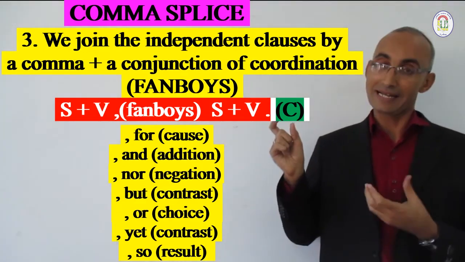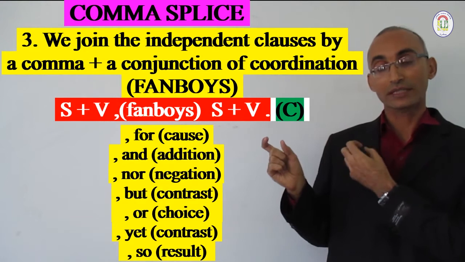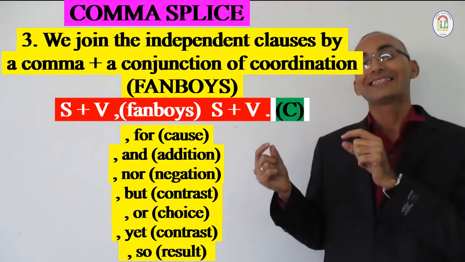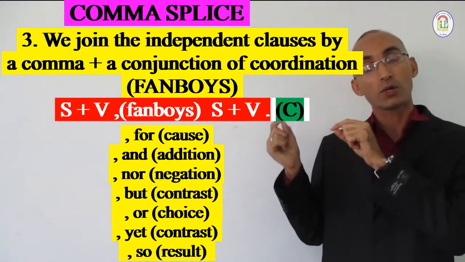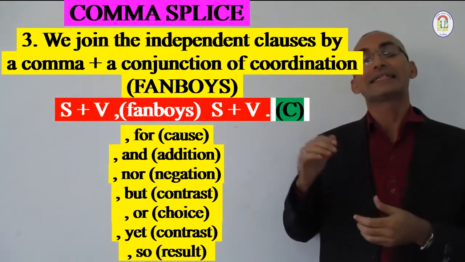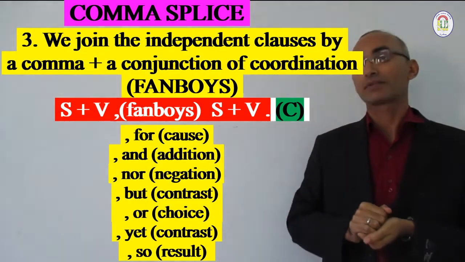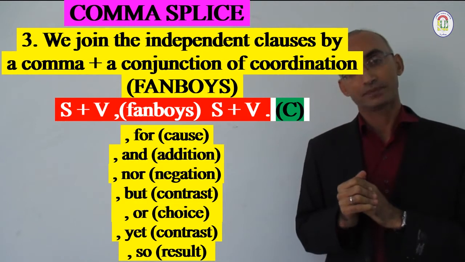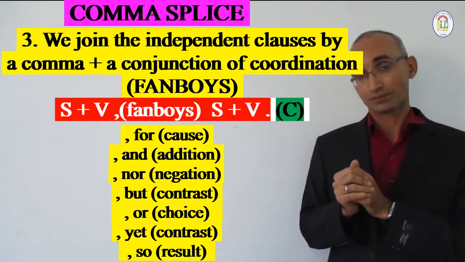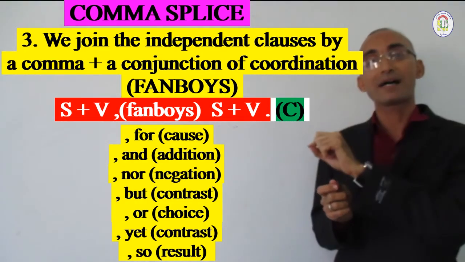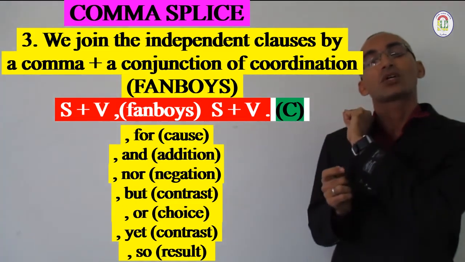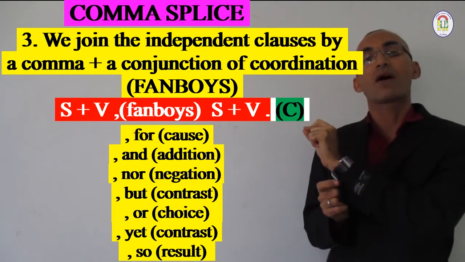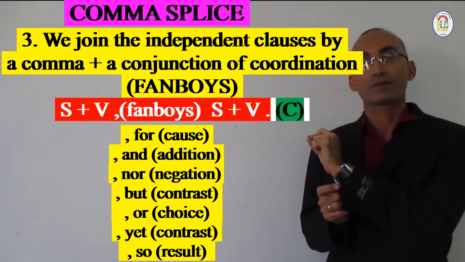Third way of correction also is when you insert one of the fun boys after the comma. Here, as we saw before, the comma can never join two independent clauses together. But a comma and one of the fun boys, it is correct. So here we just try to figure out the logical relationship between the two clauses. Then we put a comma and the appropriate conjunction of coordination, meaning one of the fun boys.